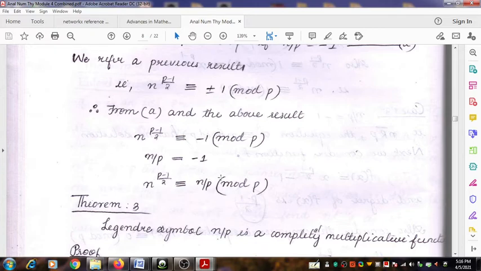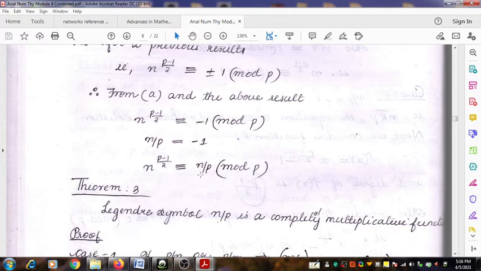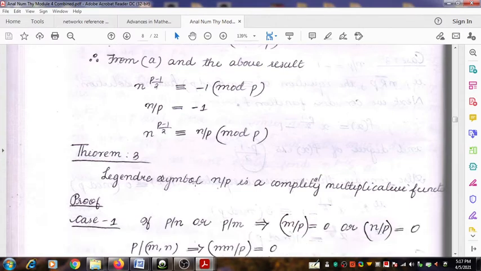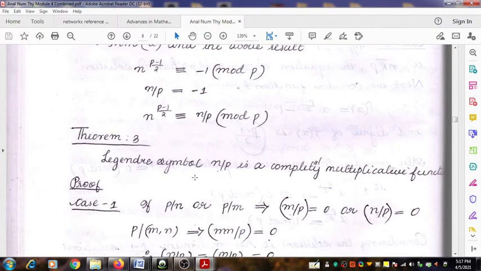Thus, in all three cases, we get that n raised to (p minus 1)/2 is congruent to the Legendre symbol (n bar p) mod p. This way we can complete the proof of the result. The result is known as Euler's criterion. Next we have to discuss another result.